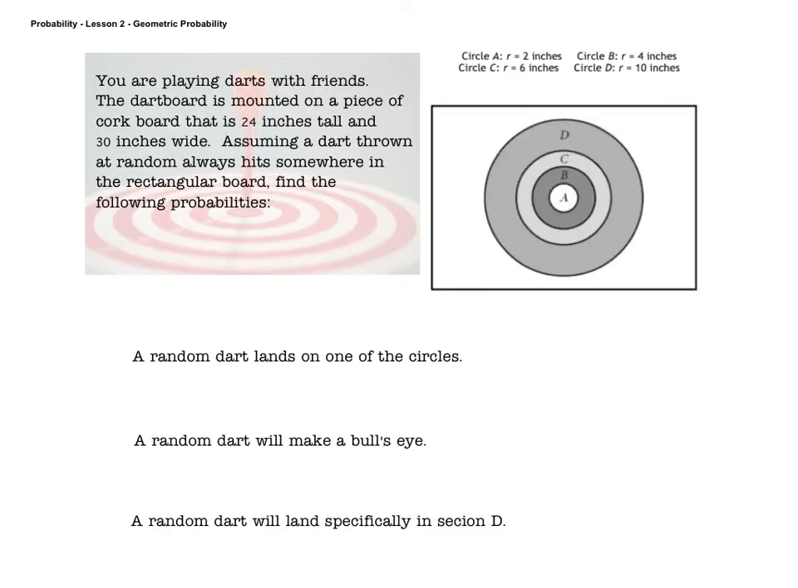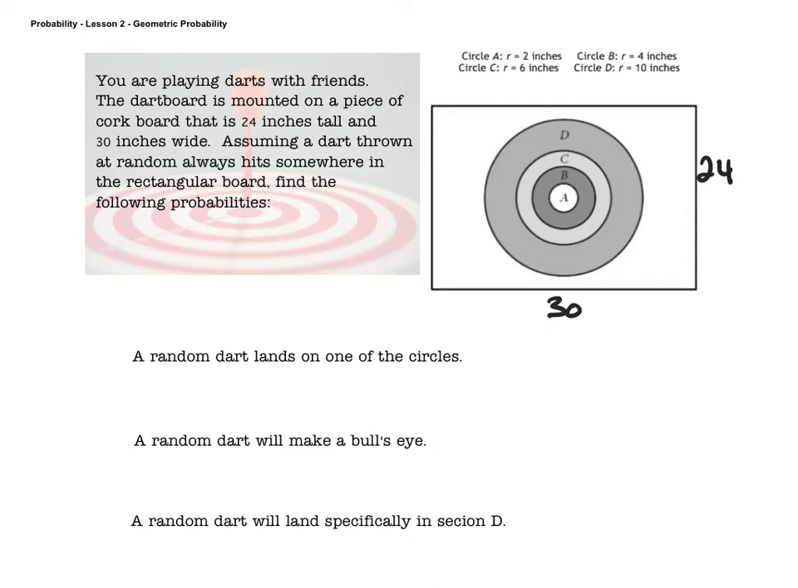You are playing darts with friends. The dartboard is mounted on a piece of corkboard that is 24 inches tall and 30 inches wide. Let's mark this as 30 and this is 24. Assuming the darts thrown at random always hits somewhere in the rectangular board, if it were me, that wouldn't be true. I'd miss the board every time. Find the following probabilities. So it looks like we have 4 different circles. A is the bullseye, and then we have circles around it.